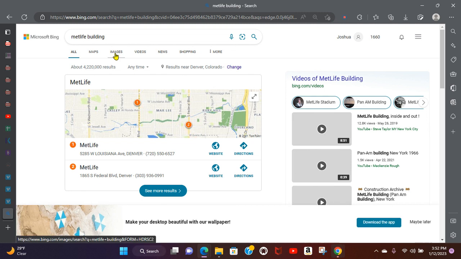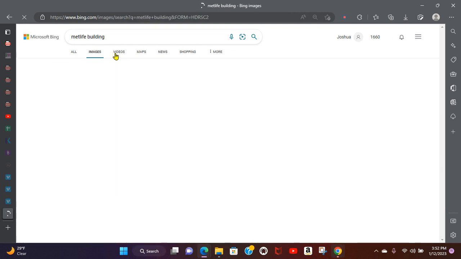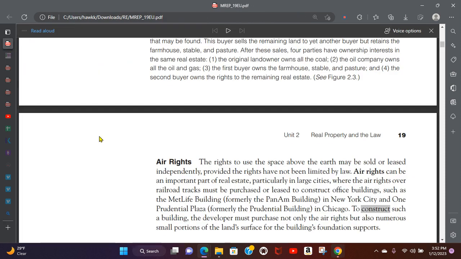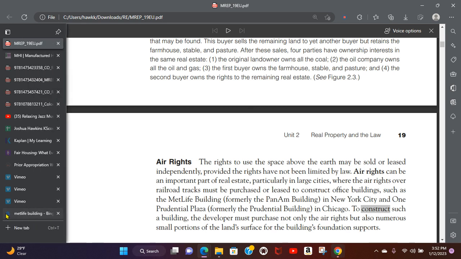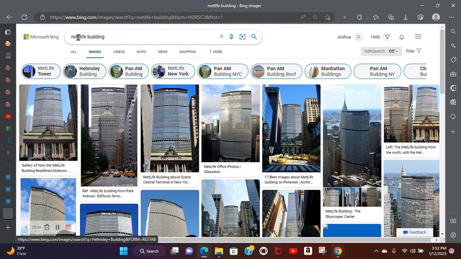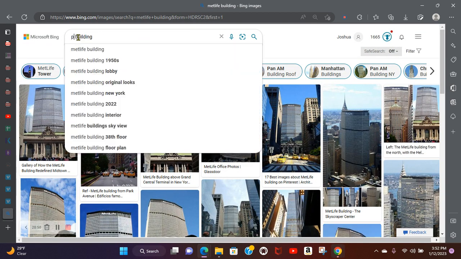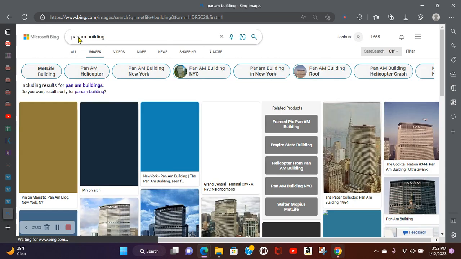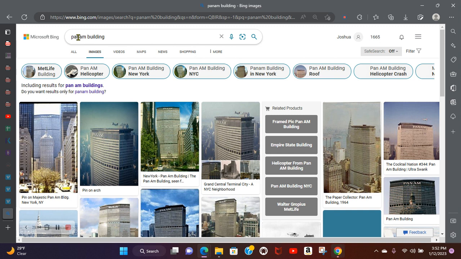Oh, come on. This is Chicago. Well, that's in New York. So you MetLife, formerly the Pan Am Building. So maybe we need to go get that. See, it say in New York, so that's the one. Pan Am, Pan American.